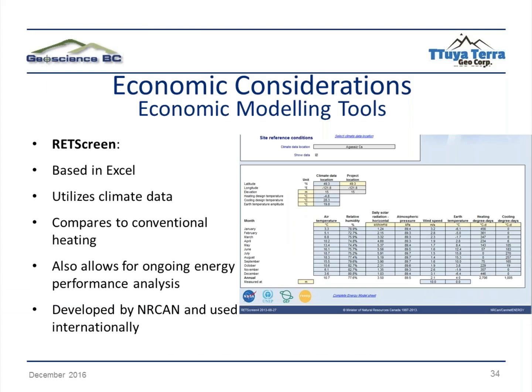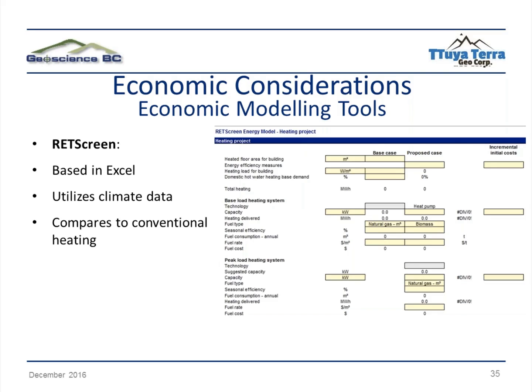It's a tool that is based in Excel, and it allows you to use different data that is already incorporated into the software, such as climate data. And it allows you to compare the system that you are evaluating to conventional heating, for example, in our case. So this is just a screenshot that showcases what the different inputs may be. So in this case, you can compare it to natural gas or biomass. And for a heating process, you would be providing inputs for example, what the heating load of the building is, and what the domestic hot water heating base demand is.